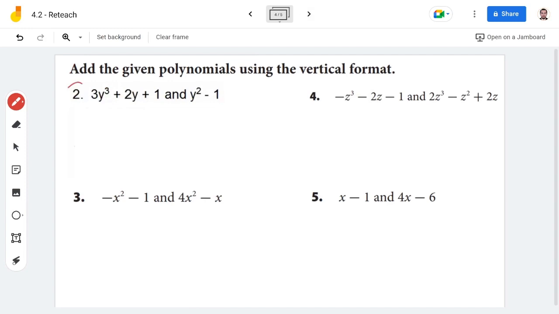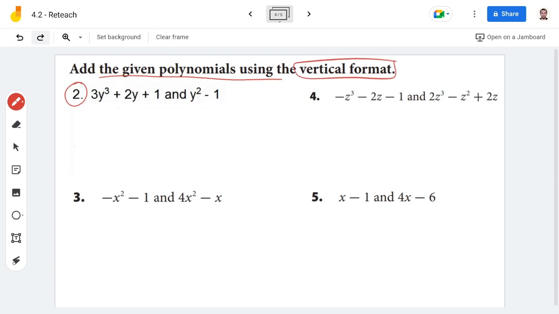Okay, let's start with number 2 here. As you can see, it says add the given polynomials using what? Vertical format. If the question asks you to write it in vertical format, you have to stick with this format. So you have to do it vertically and solve it. If the question says do it in horizontal format, you can do it in horizontal format. If the question just says add the given polynomials and does not mention anything, you can use any way you like.